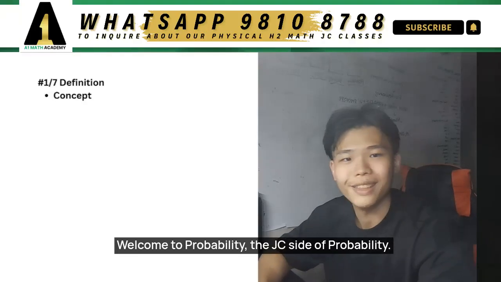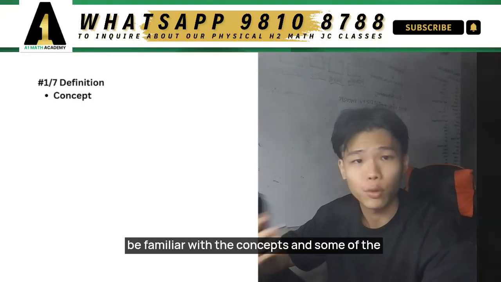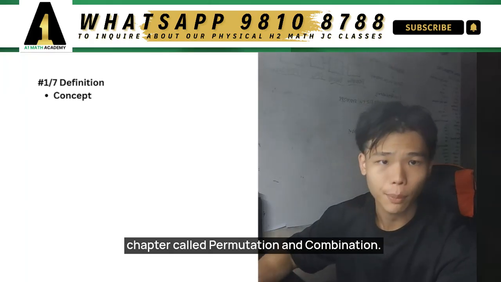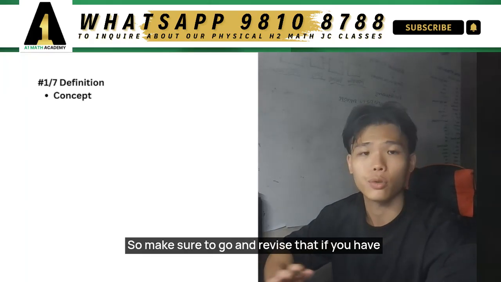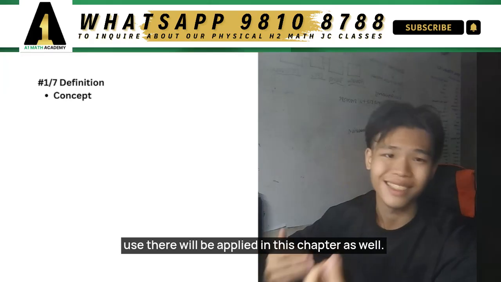Welcome to probability, the JC side of probability. Now, before we jump right into this, you have to be familiar with the concepts and some of the terms that we discussed in the earlier chapter called permutation and combination. So make sure to go and revise that if you have not, because some of the concepts that we use there will be applied in this chapter as well.